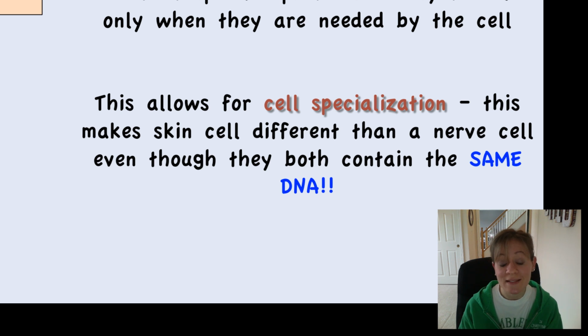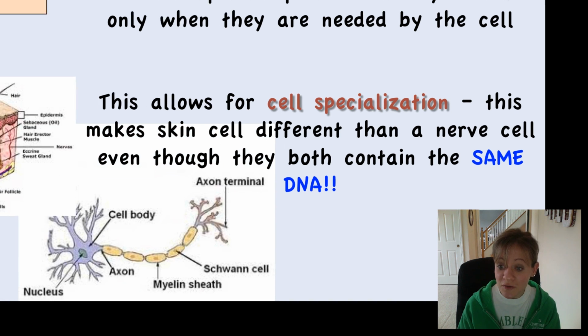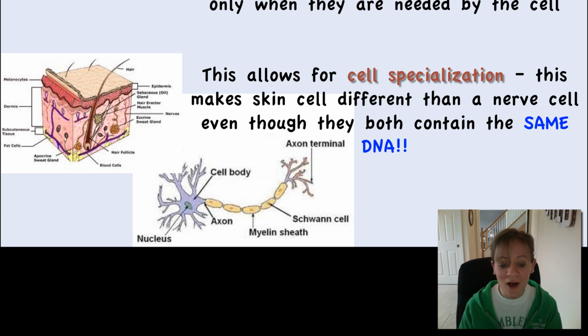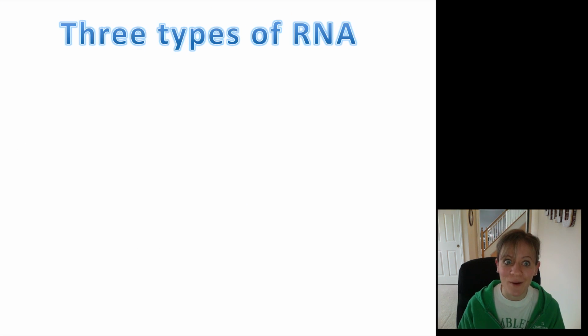So this makes, say, a skin cell different than a nerve cell, even though the nerve cell and the skin cell actually have the same DNA. They have the same genome, all of your cells have the same genome, but only certain genes are transcribed and translated because that cell only needs certain proteins. So that's a really fascinating thing about life.